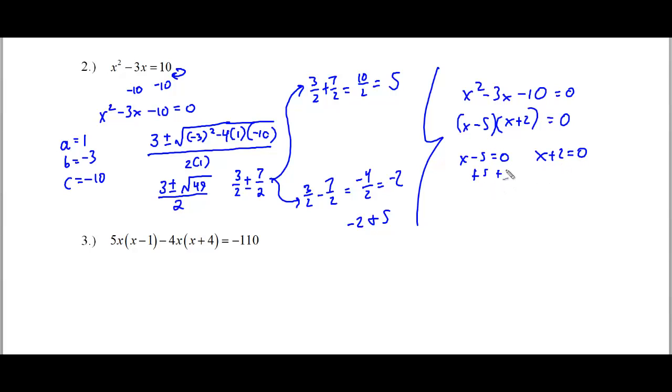Add 5 to both sides. x is equal to 5. Subtract 2 from both sides. x is equal to negative 2. So again, same answer set. And I just wrote these out, but the set form would be this finite set containing these two elements of negative 2 and 5. All right, halfway done with this page here.